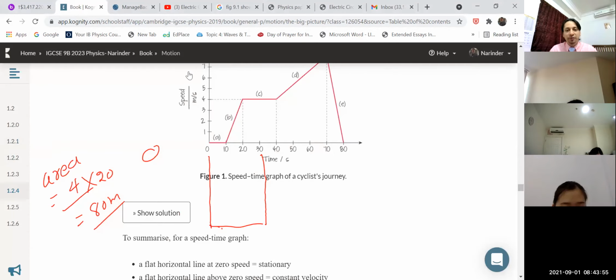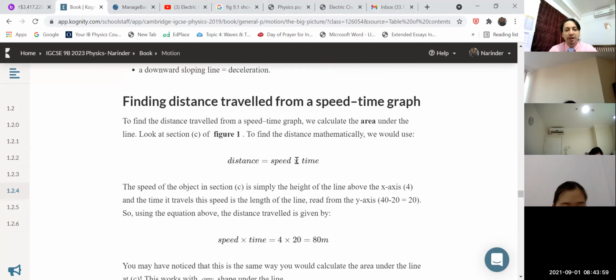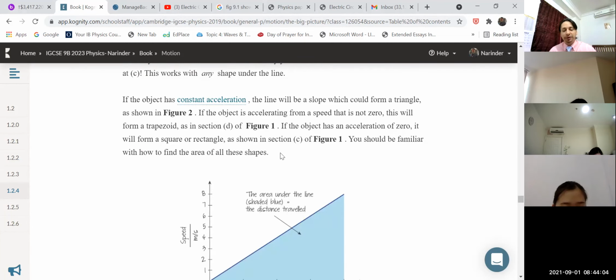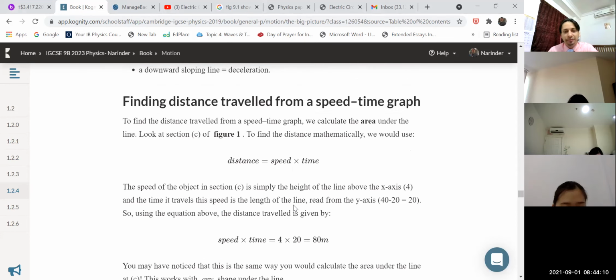So now we have less than 1 minute, children. I want to continue this topic in the next class. And the second piece of information you can calculate from the speed time graph, what is that? The first was distance. The second, by finding the slope or gradient, I can find acceleration. The acceleration part we are going to discuss in the next meeting, children.